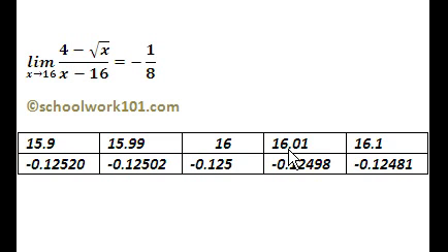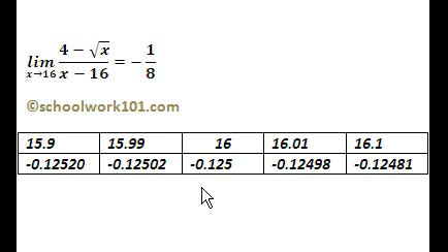Now I could have done another one, 16.001, and you would see that we would be converging closer and closer to 0.125, but I just went to 0.01. Now that's coming in from the right-hand side. Coming in from the left-hand side, I'm out here at 15.9, plug that in, and we get -0.12520. Then we get a little bit closer to 16, coming in from the left-hand side, and we plug 15.99 in for x, and we get -0.12502. As you can see, this means we're getting closer to 0.125. I could have gone to 15.999, and it would just show us that we're getting closer and closer to 0.125.